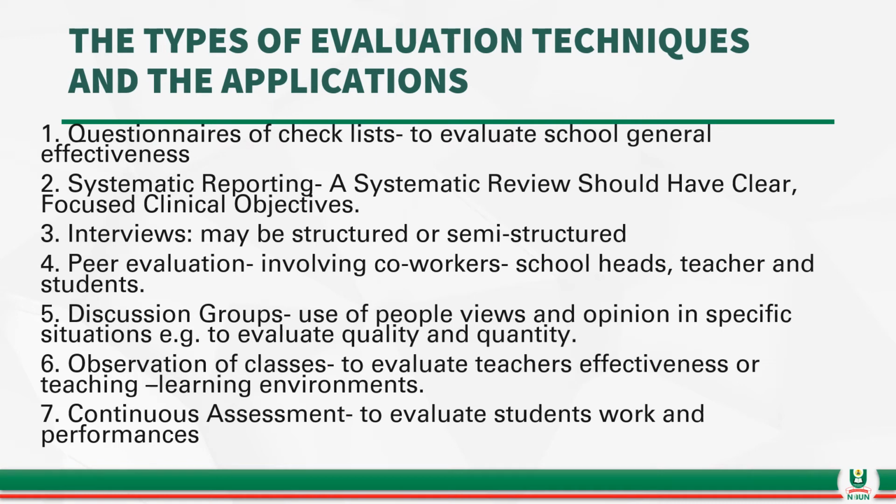We have questionnaire or checklists to evaluate school general effectiveness. We have systematic reporting. A systematic review should have clear, focused clinical objectives. Interviews may be structured or semi-structured. We have peer evaluation involving co-workers, school heads, teachers, and students. Discussion group, use of people's view and opinion in specific situation. Example, to evaluate quality and quantity of something.